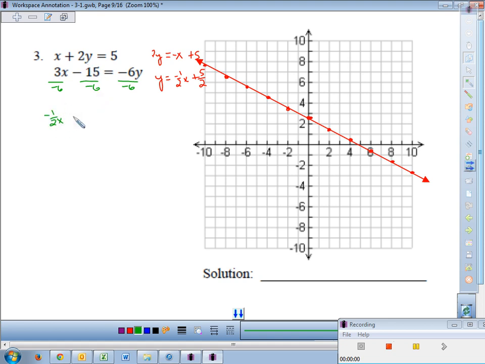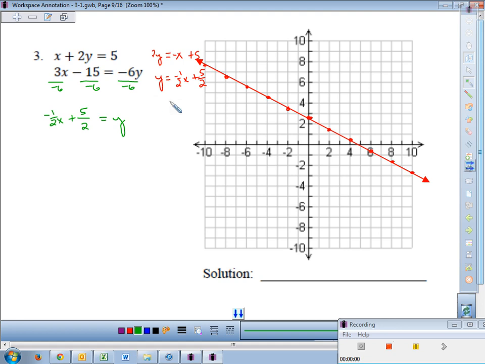And then a negative over a negative is a positive. 15/6. 3 goes into each one of those. 3 goes into 15 5 times. 3 goes into 6 twice. And remember, this came out positive because we had a negative over a negative. And that would be what y equals.